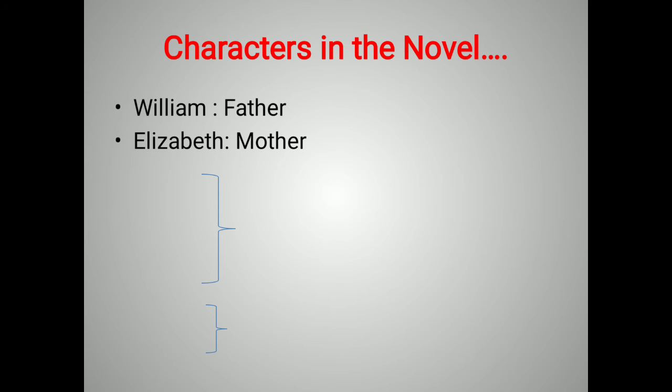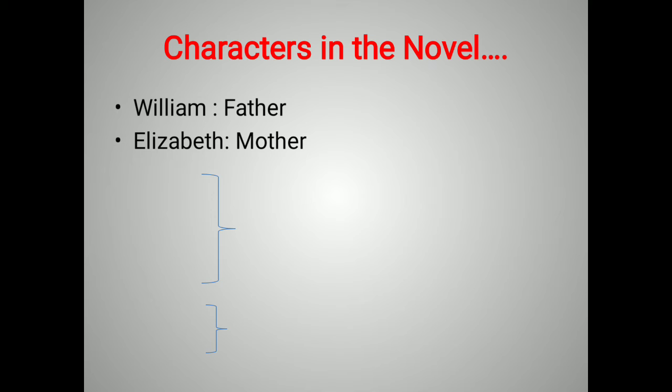Next, we are going to discuss the characters in the novel. If you want to learn the novel in a good way, you should know something about the characters first. So likewise we are going to start with the characters. The first character is William. William is the major character in this particular novel, and William is the father of all four children. And the second important character here is Elizabeth, the mother of all four children.